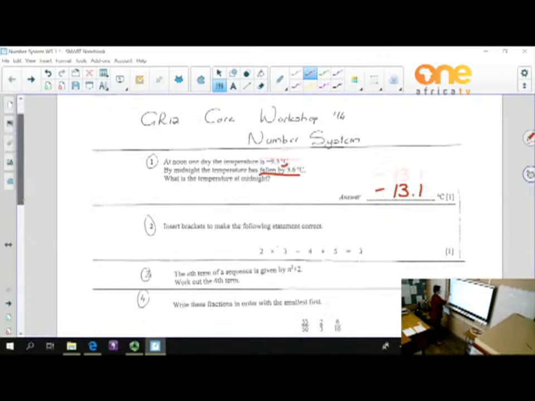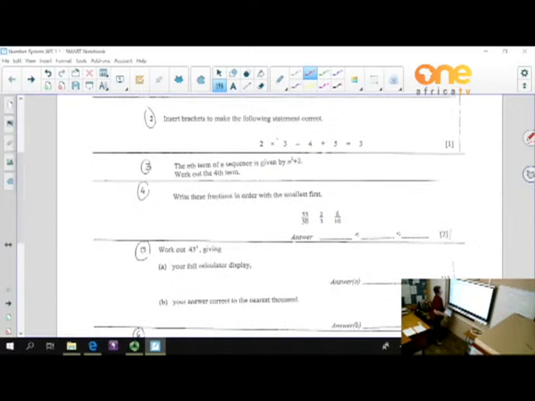Right, question 2. Insert brackets to make the following statement correct. Now this is an error and trial question. There's no formula that we can use here. So you'll have to keep on trying to see if you do what, that you get that answer of 3. This is where BODMAS, those BODMAS rules are very important here.